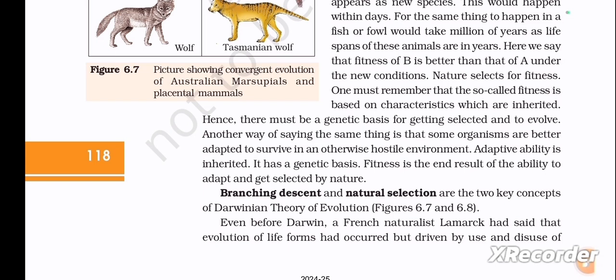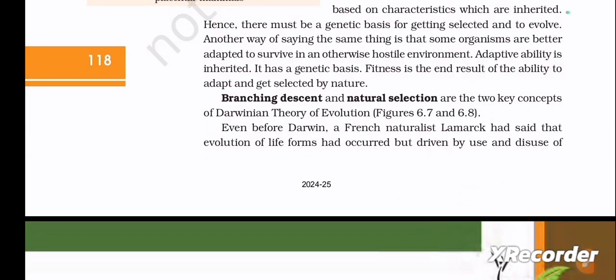One must remember that the so-called fitness is based on characteristics which are inherited. Hence, there must be a genetic basis for getting selected and to evolve. Another way of saying the same thing is that some organisms are better adapted to survive in an otherwise hostile environment. Adaptive ability is inherited. It has a genetic basis. Fitness is the end result of the ability to adapt and get selected by nature. Branching descent and natural selection are the two key concepts of Darwinian theory of evolution. Figure 6.7 and 6.8.